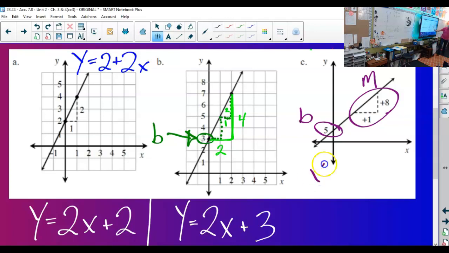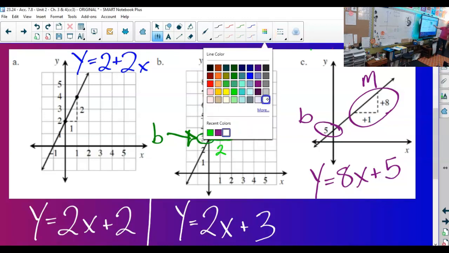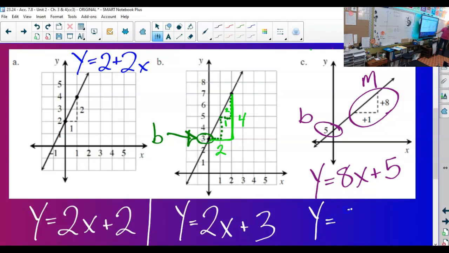So our equation here becomes y equals, guys, this is where it's tricky. You could either write 8x plus 5, but if you start with the 5, it's going to be y equals 5, no x, right? Because that's the y-intercept, plus 8x. So 8x plus 5 or 5 plus 8x, but that slope has to be attached to the x. Questions?